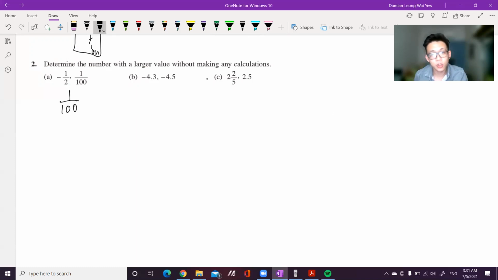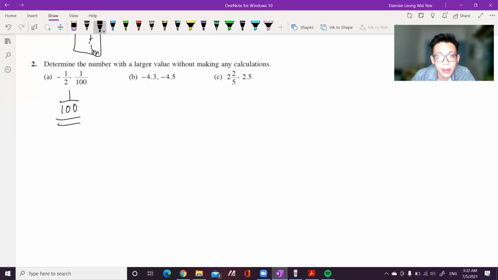But if it's not, then I have to see the denominator. Since the number on top is the same, if I divide by a larger number, I get smaller. Because I'm dividing more. Dividing is like splitting into different parts. Splitting in 2 parts versus splitting into 100 parts. Of course, splitting into 100 parts will be smaller. But this one, because it's negative, has to be smaller than a positive number. So this one, the larger number is 1 over 100.